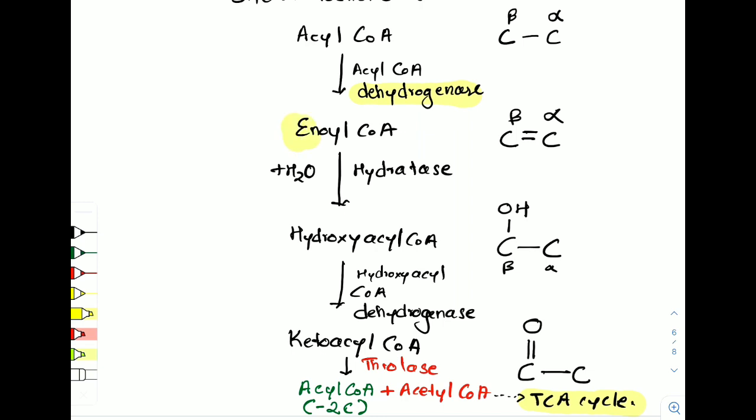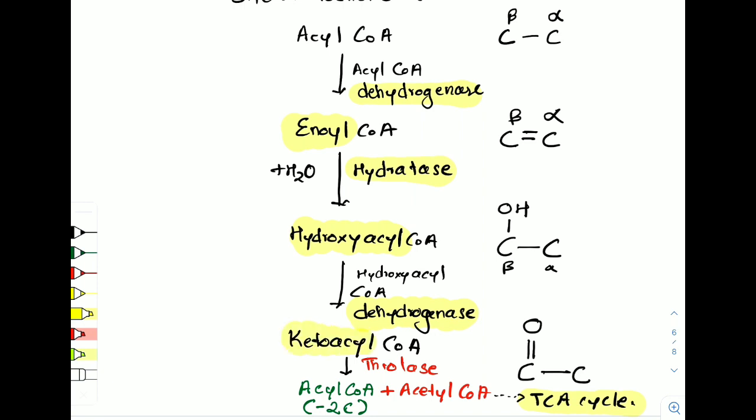At first, a dehydrogenase enzyme acts, which results in the formation of a double bond, that is enoyl CoA, and then the hydratase enzyme acts, which results in the hydroxylation, that is hydroxyacyl CoA, and then again a dehydrogenase enzyme acts, which results in dehydrogenation, which ultimately leads to the formation of a ketone group or ketoacyl CoA. So the order is dehydrogenase, hydratase, and again dehydrogenase.